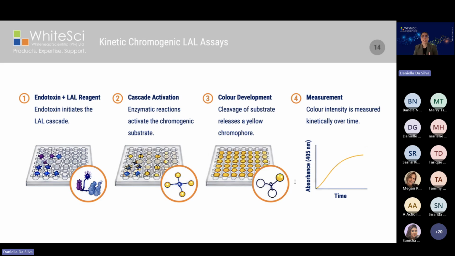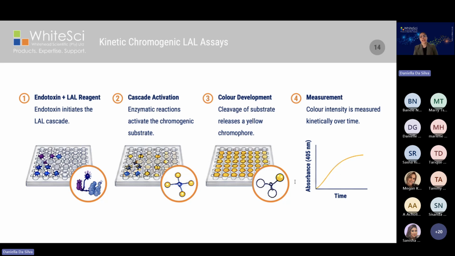Of the various LAL methodologies, the kinetic chromogenic assay tends to be the most widely used in modern pharmaceutical endotoxin testing. Like the previous methods, the assay still begins with the endotoxin activation of the LAL cascade. However, instead of measuring clot formation or turbidity, we're measuring the fact that the activated clotting enzymes will cleave synthetic chromogenic substrates. This chromogenic substrate is normally p-nitroaniline, or pNA. The enzyme will cleave it and release a yellow chromophore. The instrument will continuously monitor the color development over time. Typically, this occurs at 405 nanometers.